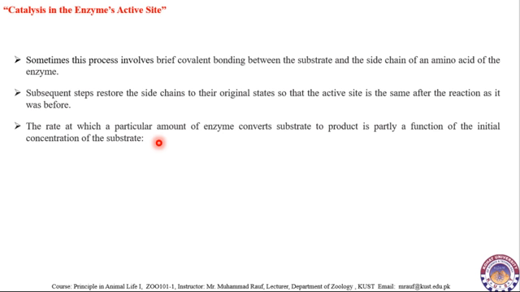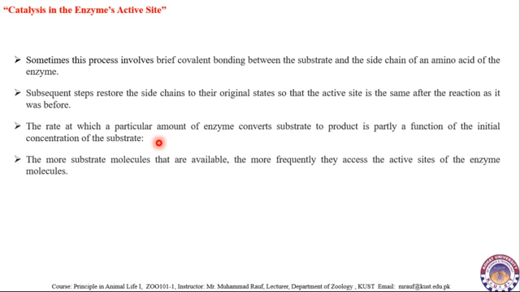It also depends upon the concentration of the substrate. If the substrate is in high concentration, then a few enzymes will not make a large amount of product in a short span of time, because no matter how much effort an enzyme puts in, it cannot go beyond that turnover number. So the concentration of the substrate also affects the amount of product formed. The more substrate molecules that are available, the more frequently they access the active site of the enzyme molecules.